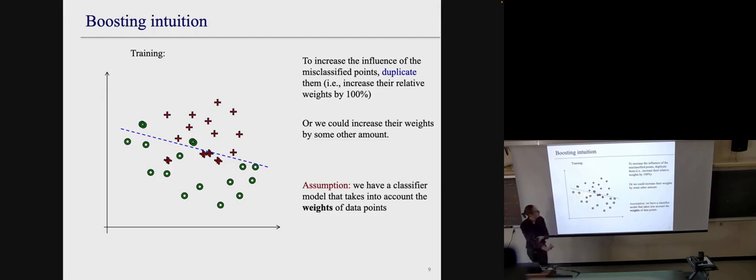Would it probably shift down? It will shift, yes, more toward the reds than the greens, that way. Yes. And it might even rotate. So this is one way we can increase the weight, for example, by duplicating the points. It's very easy.